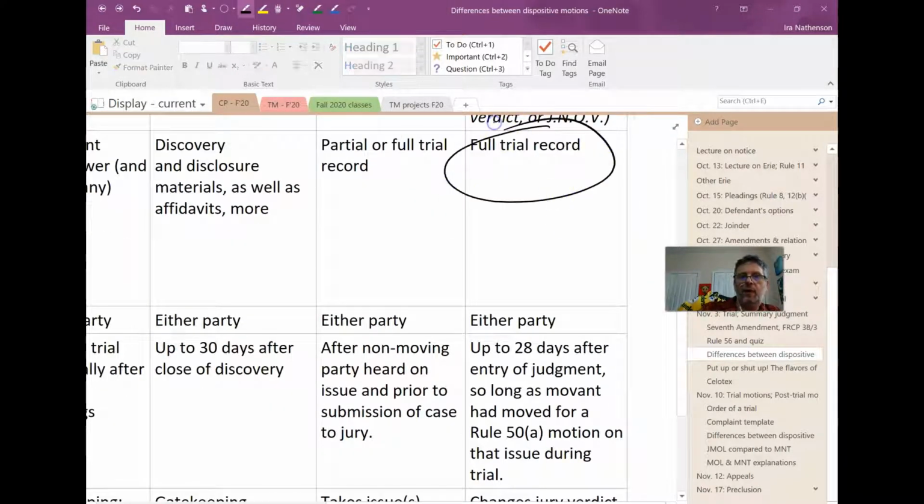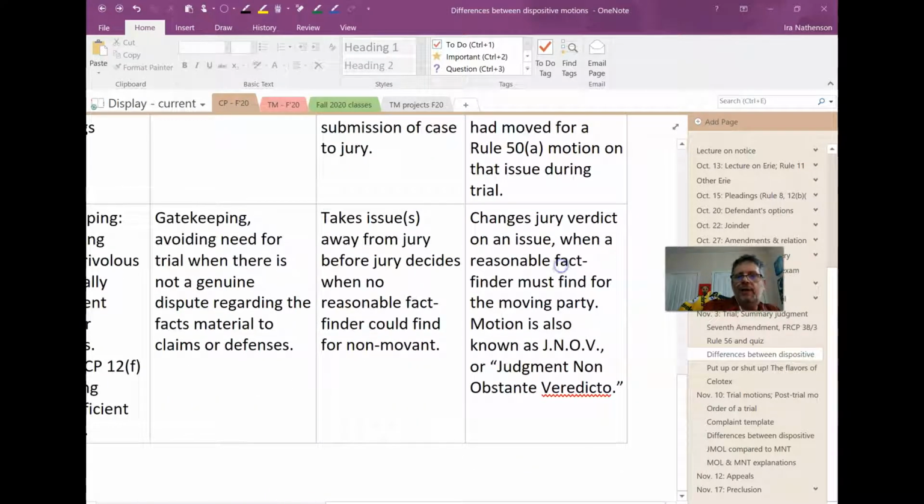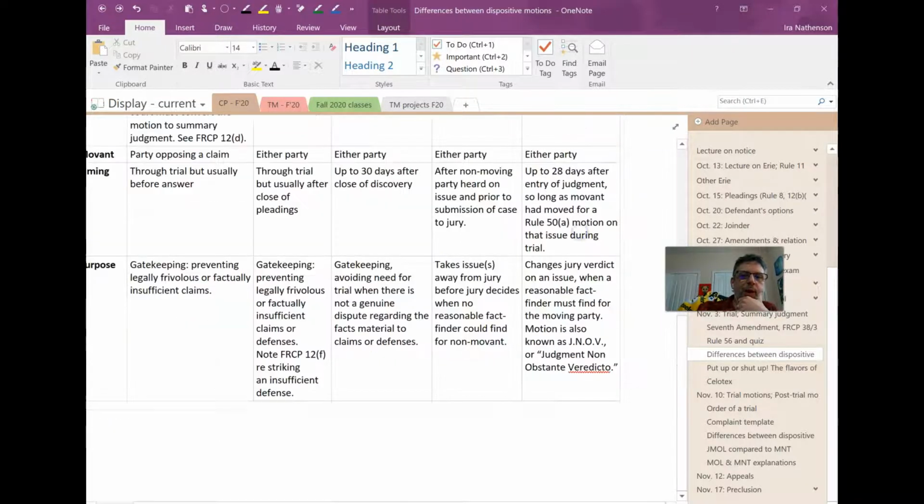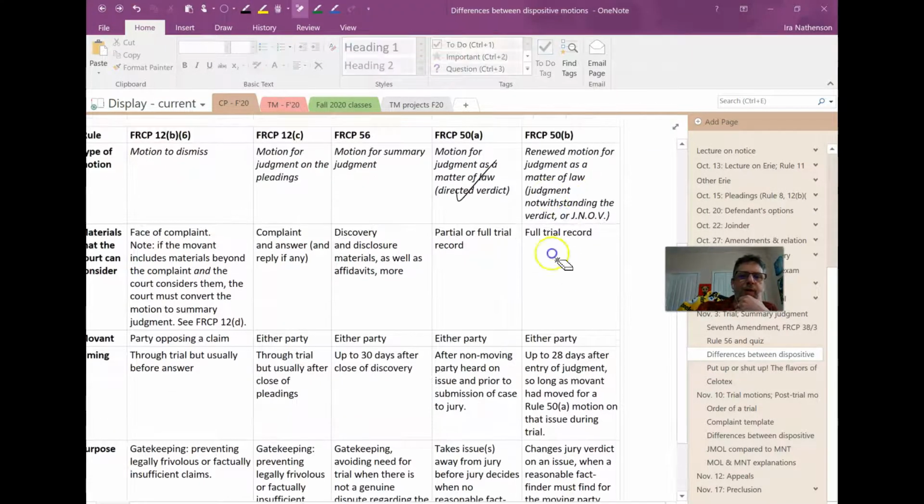It's based on the full trial record. And now the defendant is saying, I want to change the jury verdict because the jury found for the plaintiff, even though the plaintiff had no evidence whatsoever that it was me. And the standard here is that a reasonable fact finder must find for me, the defendant, because there was no evidence whatsoever of breach, right? And here the judge should grant the motion, right? So I'm not going to talk more in this video about Rule 50.